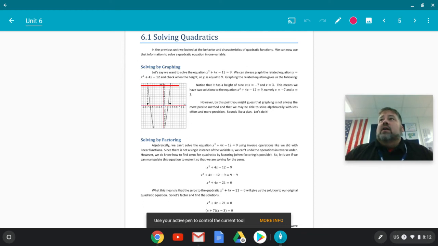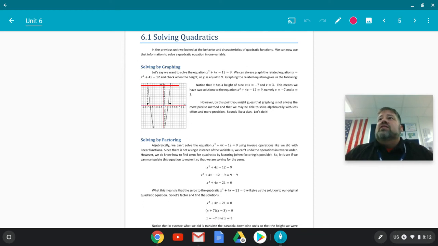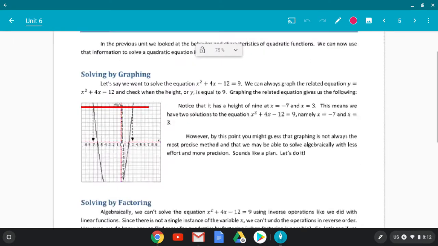All right, today we're going to talk about section 6.1, solving quadratics. This might be the most difficult section of the entire year. Let's go to work. So, solving quadratics. You've already read this.